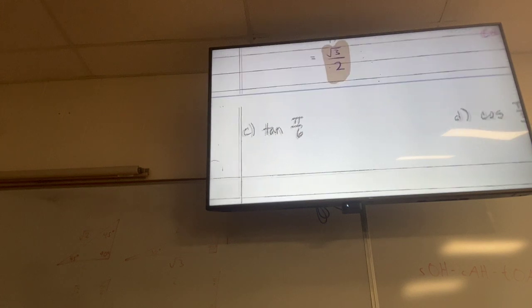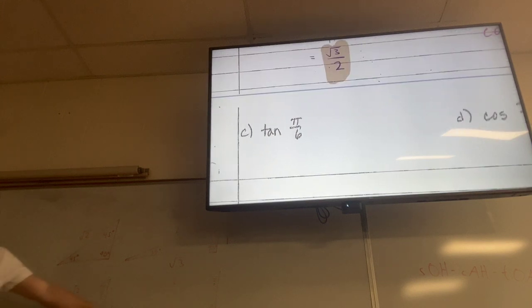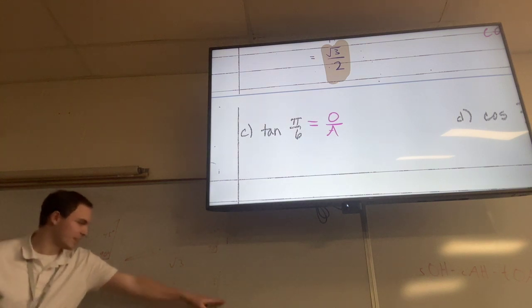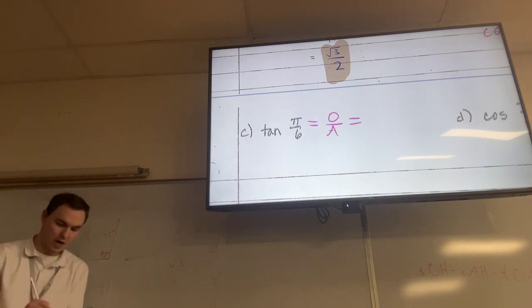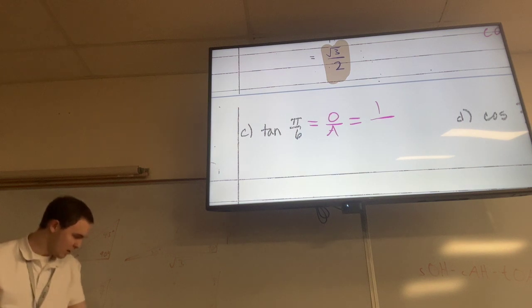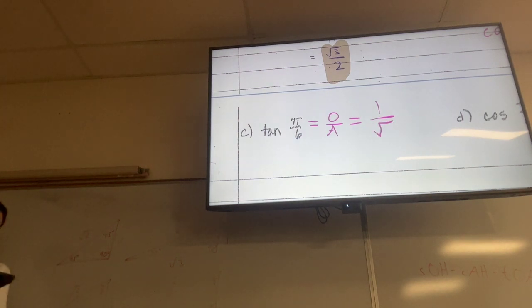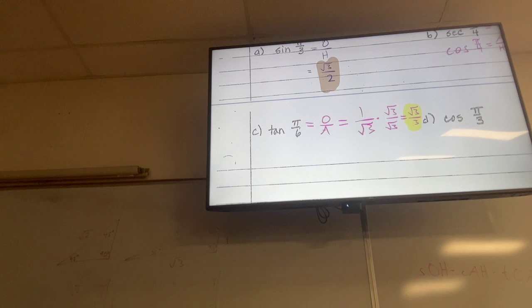All right, what about C? So I go to the pi over 6, pi over 3, pi over 2 triangle. I go to that pi over 6 angle. What's tangent? Opposite over adjacent. The side opposite pi over 6 is 1, so it's going to be 1 over, what's the adjacent side? Root 3, okay? Let's rationalize that denominator. What do I do for that? Yeah, root 3 over root 3 times. Okay, so there's my tangent of pi over 6.